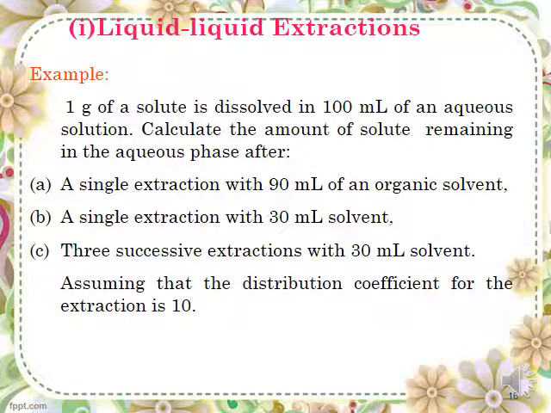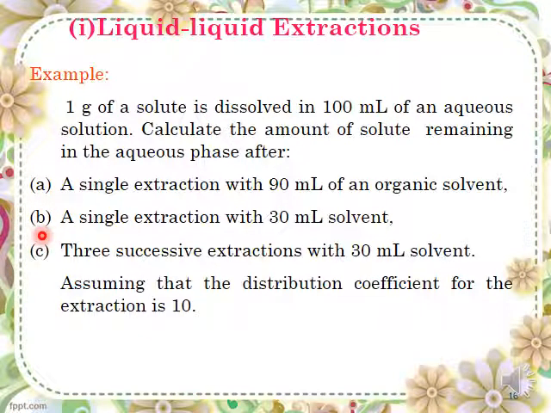To understand better, this is an example of liquid extraction. You have 1 gram of solute dissolved in 100 ml of aqueous solution. Calculate the amount of solute remaining in the aqueous phase after a single extraction using 90 ml of solvent, a single extraction using only 30 ml of solvent, or 3 successive extractions using 30 ml solvent. The distribution coefficient is given here, 10. So the value of D here is 10. So how do we calculate A, B and C?